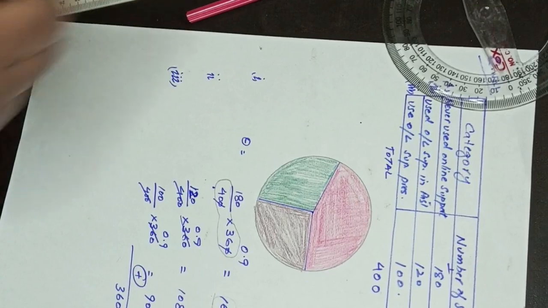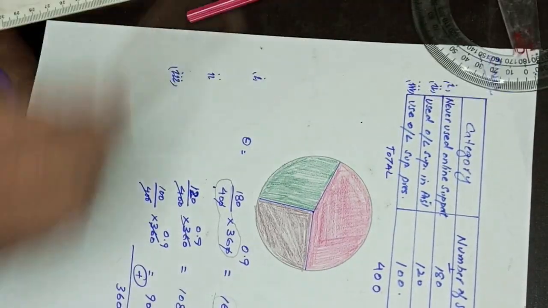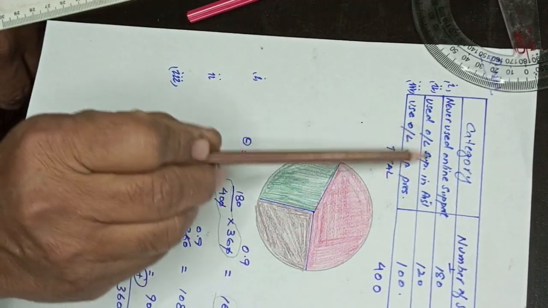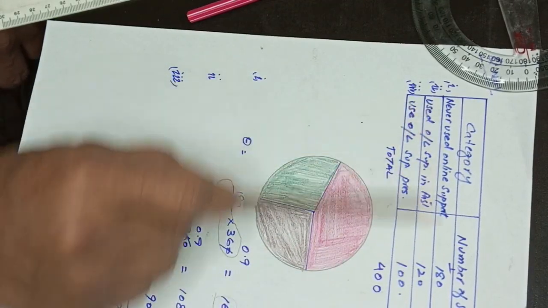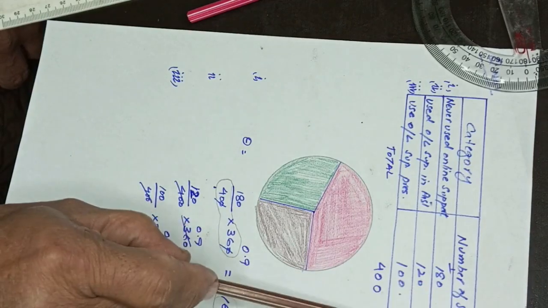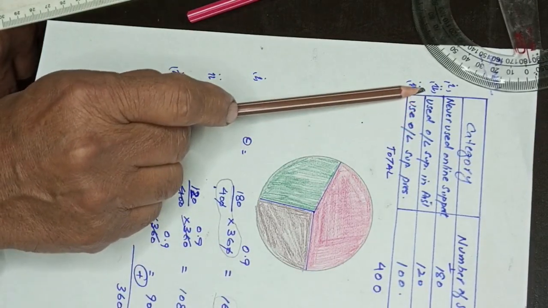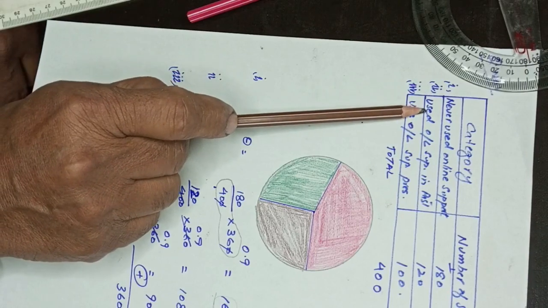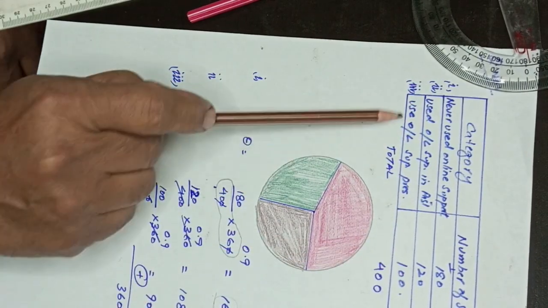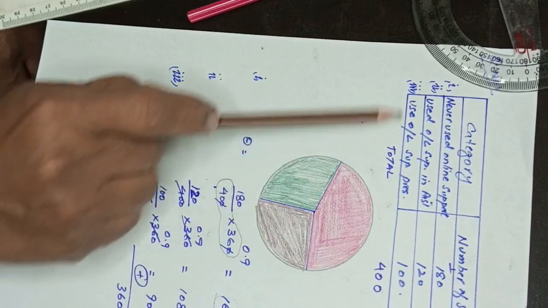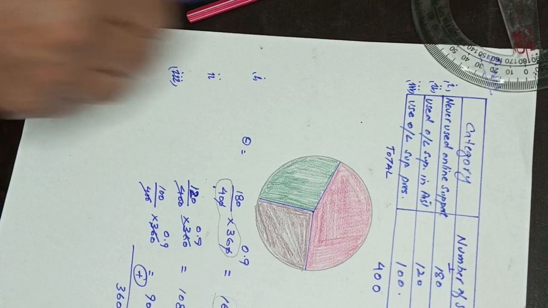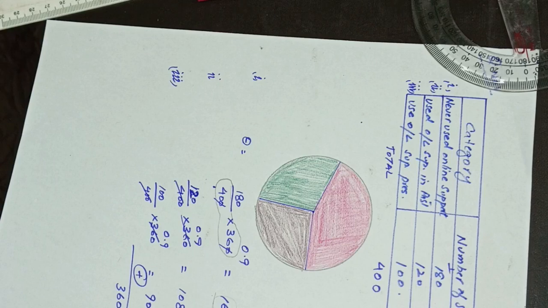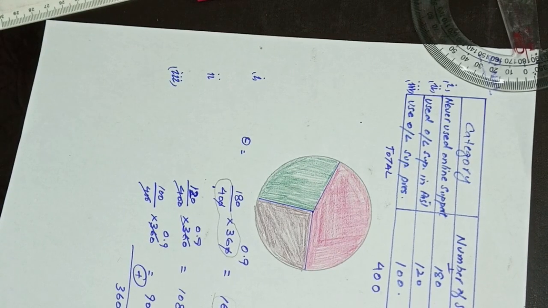Now, my dear students, you can see that, as provided in the key, this pink color is for the 180 students, green color is for the category 2, which is 120 students, and the brown color is for the category of 300 students. So this is the pie chart which was given and it has been drawn. It was very easy. So I hope that you would have understood the question.